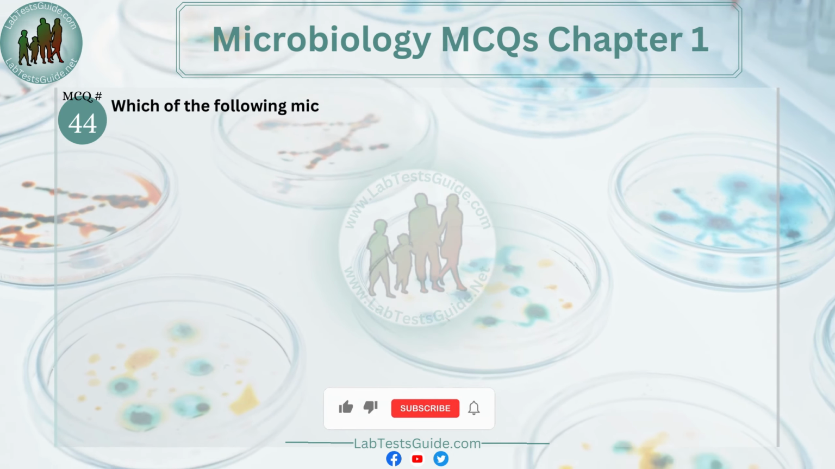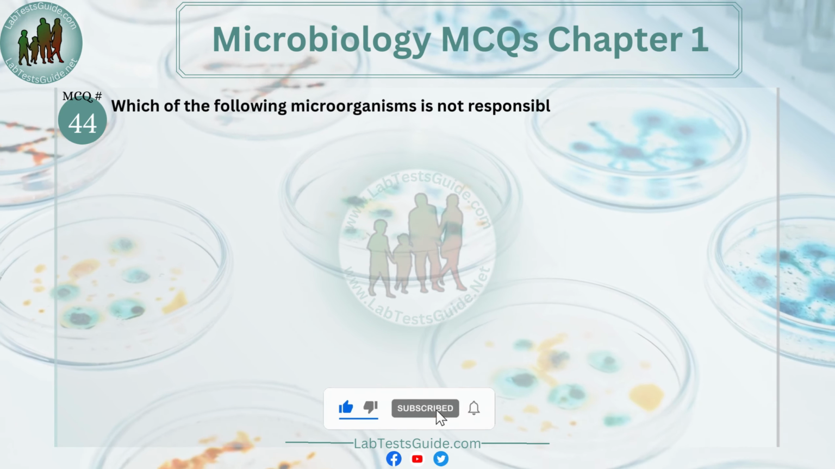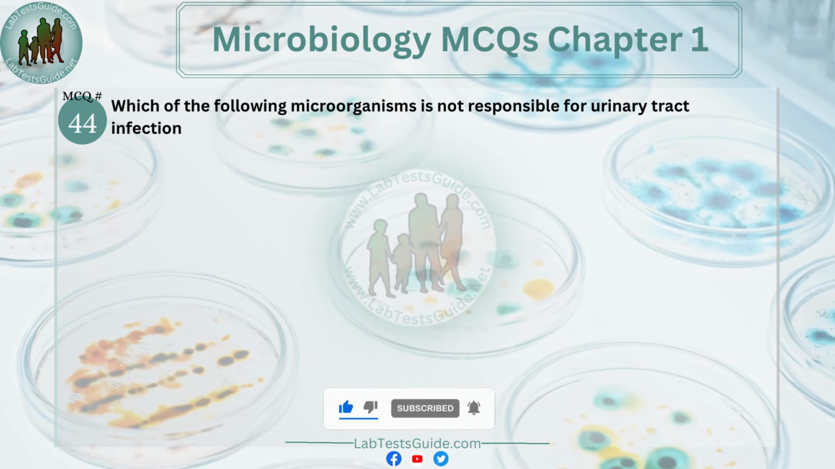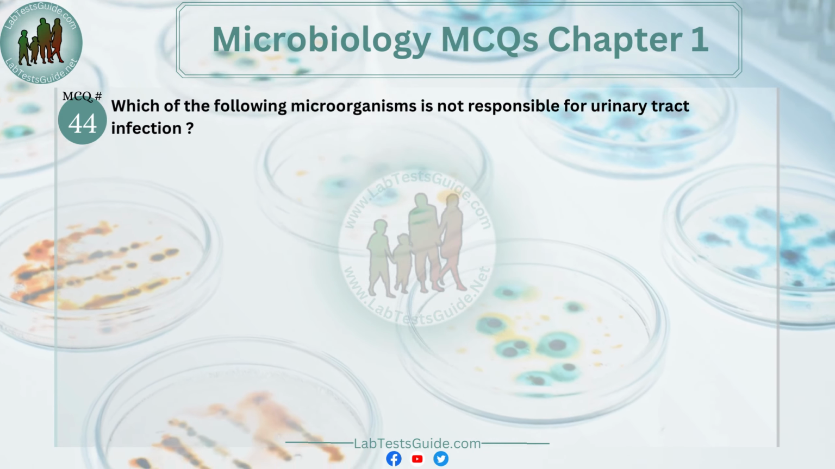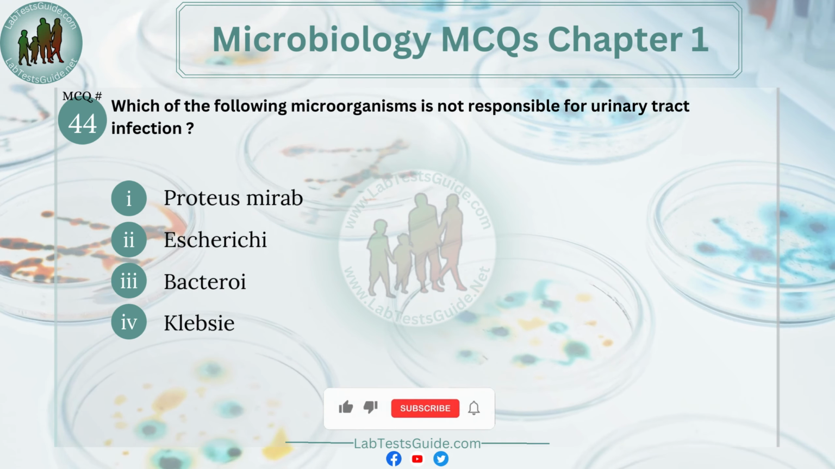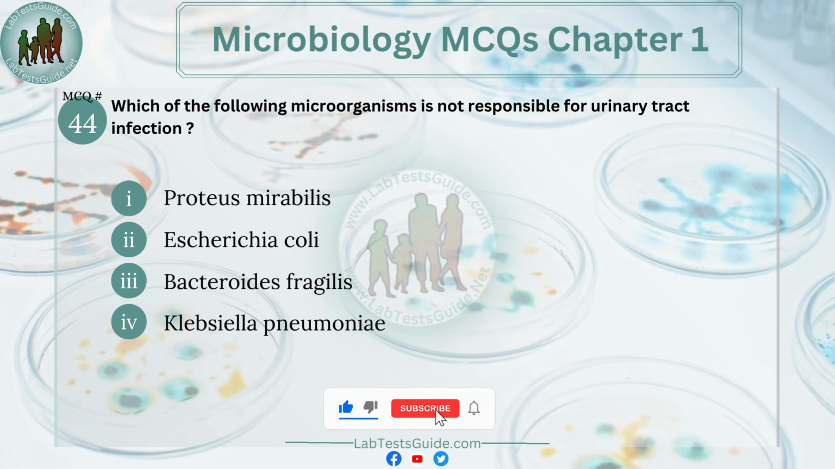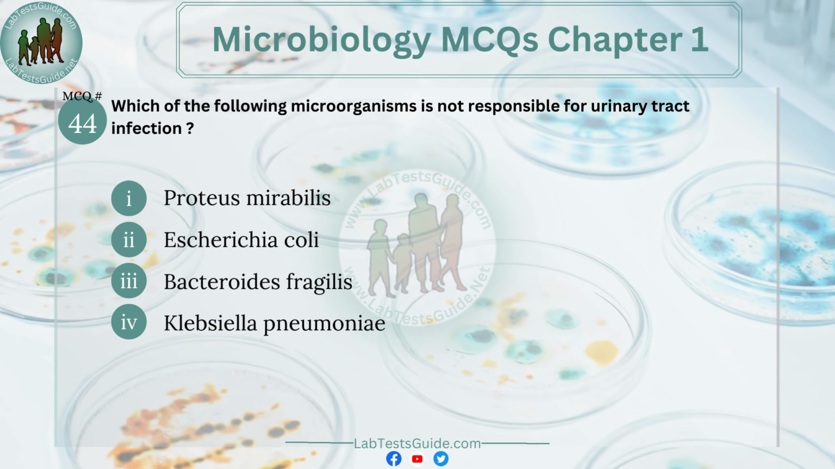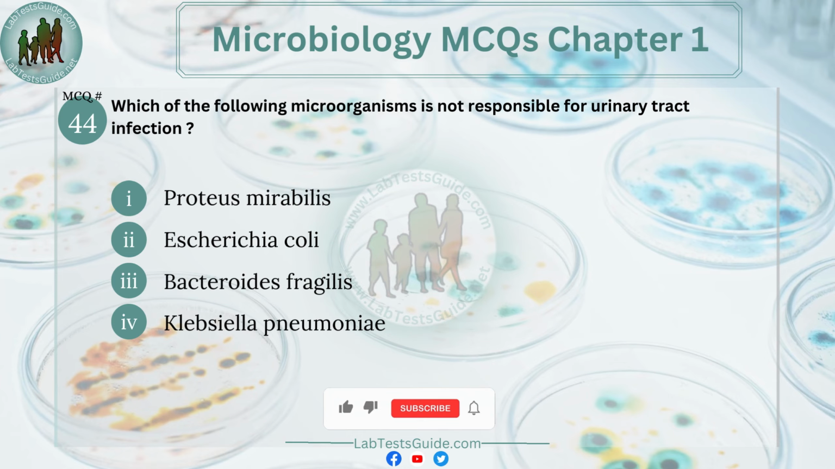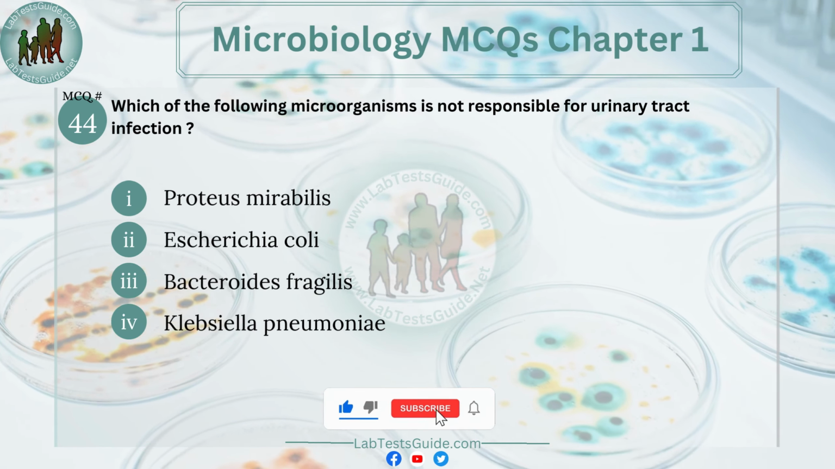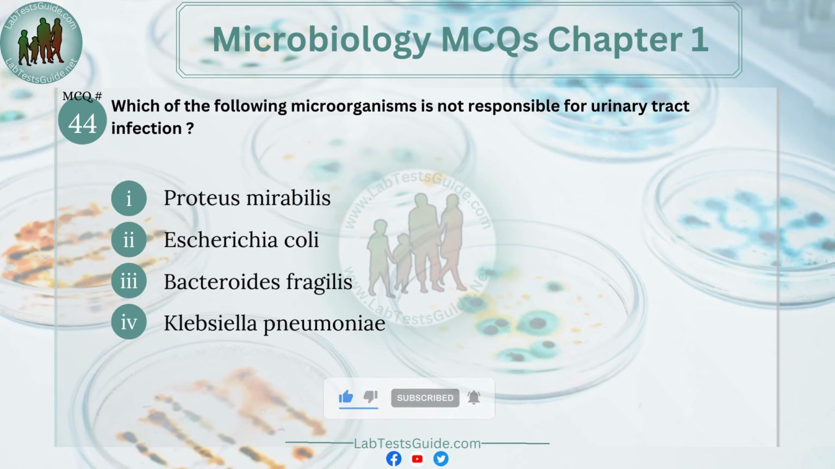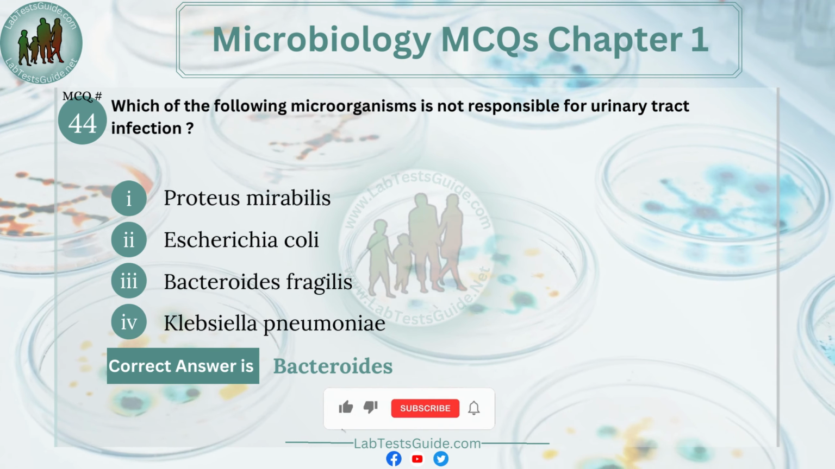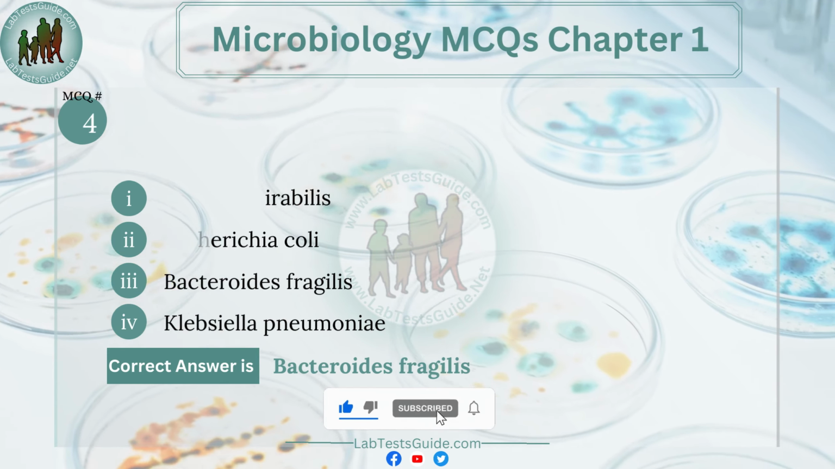Question number 44. Which of the following microorganisms is not responsible for urinary tract infection? Option number 1, Proteus mirabilis. Option number 2, Escherichia coli. Option number 3, Bacteroides fragilis. Option number 4, Klebsiella pneumoniae. Correct answer is Bacteroides fragilis.